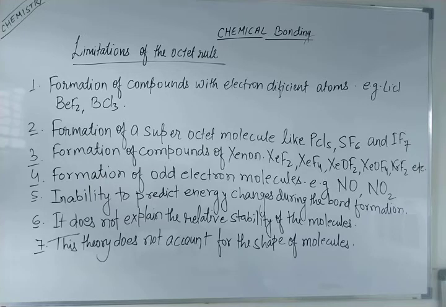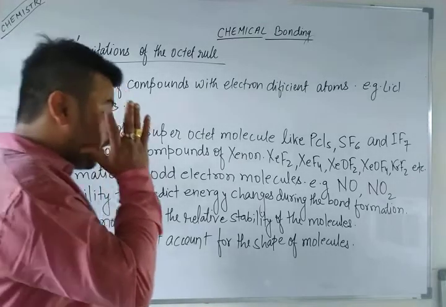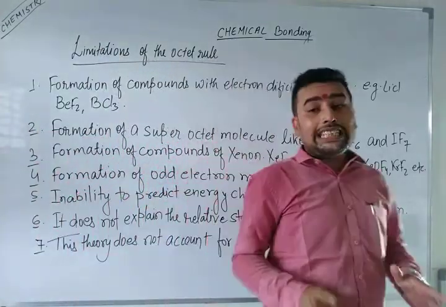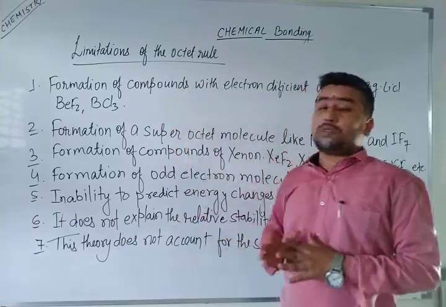You can't predict the energy during bond formation, how many bonds are formed and what the energies are. It does not explain the relative stability of the molecules. And the last one is that this theory does not account for the shape of molecules. So these are a few limitations of the octet rule.